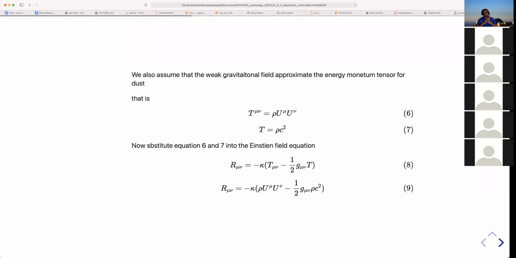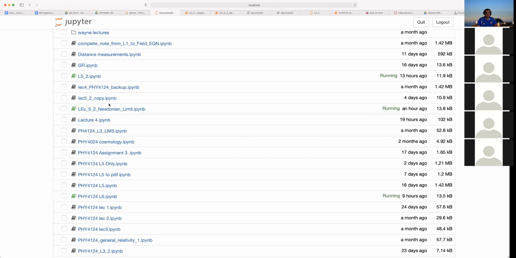Now we can substitute equations 6 and 7 into Einstein's field equations. There are different versions of those. Remember that last Saturday I told you that if you need, you can change the Einstein field equation to this format right here. Let me take that lecture file and show you this condition.